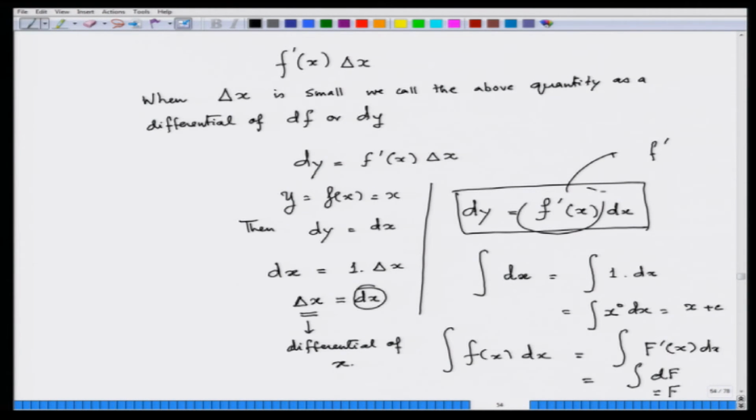So again this is something I want to repeat. You are looking at the integral of f(x) dx. Now you have the function F(x) plus c, such that F dash of x is equal to f(x). So this is the antiderivative of f.